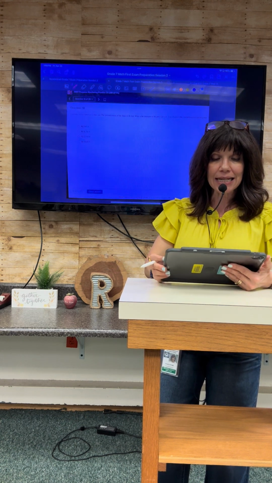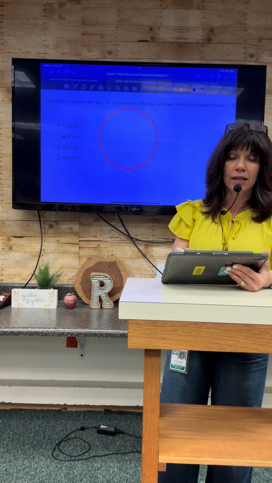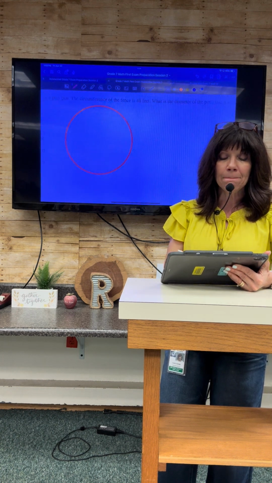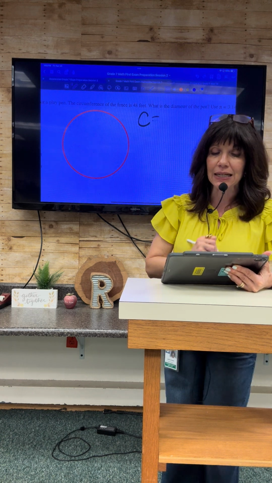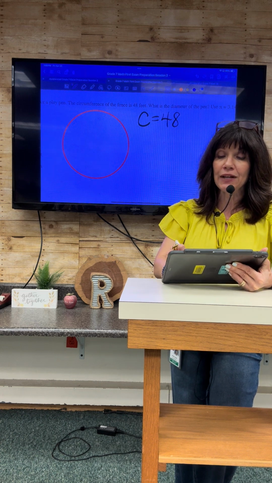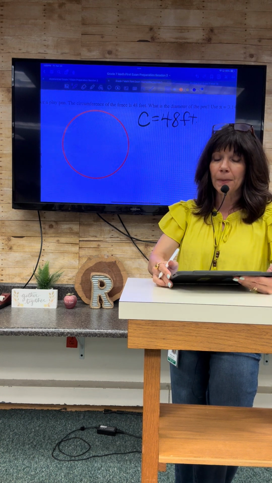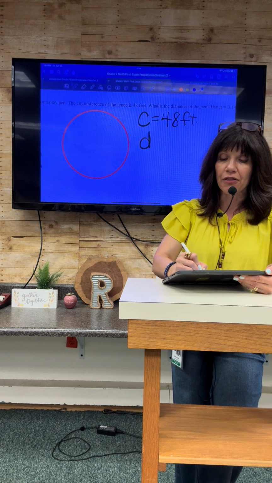Item number 18: A circular fence is used for a playpen. Quickly draw a circle just to remind yourself what you'll be working on for item number 18. The circumference of the fence is 48 feet. What shall you write after C? C equals what? 48 feet. They gave that to you. And then they ask, what is the diameter of the pen?